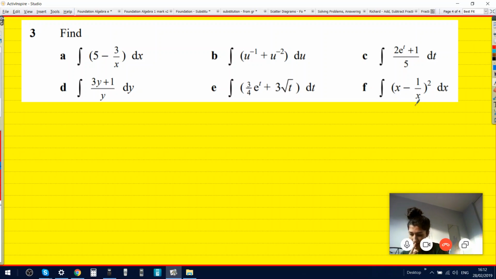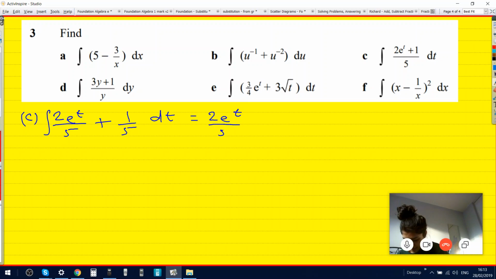So 2e2 of 1. So shall we separate it or not? So 2e2 over 5 times 1 over 5, plus 1 over 5. Oh, no. Yeah, and then that stays the same, the 2e2 over 5. And the 1 over 5 goes to 1 over 5t. D.